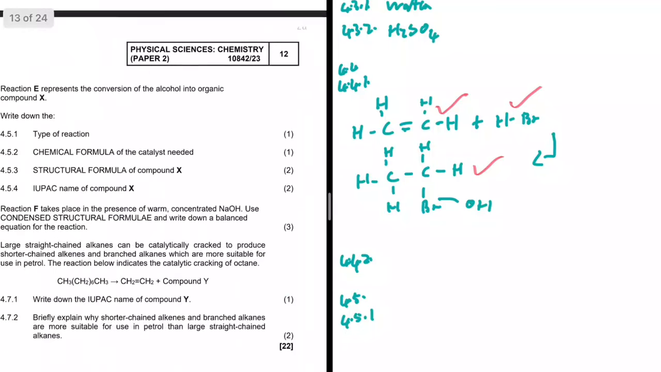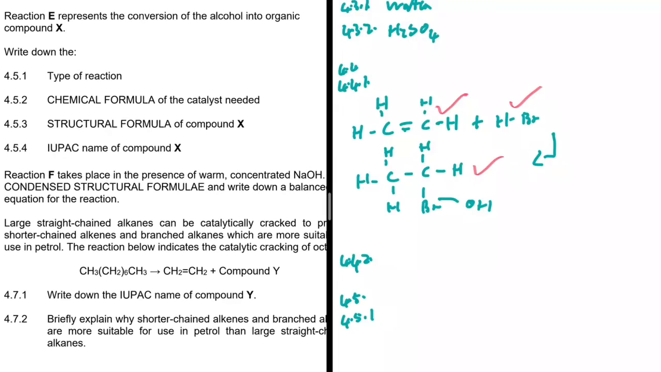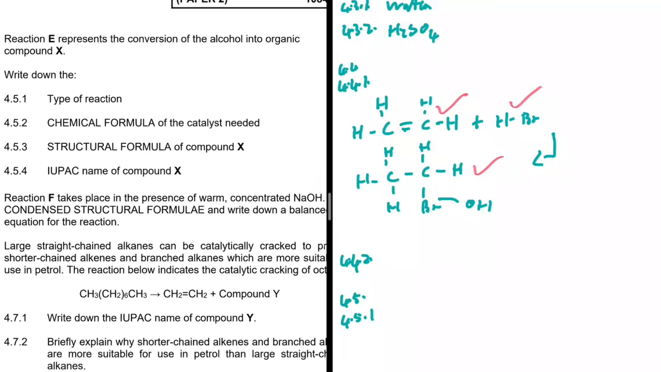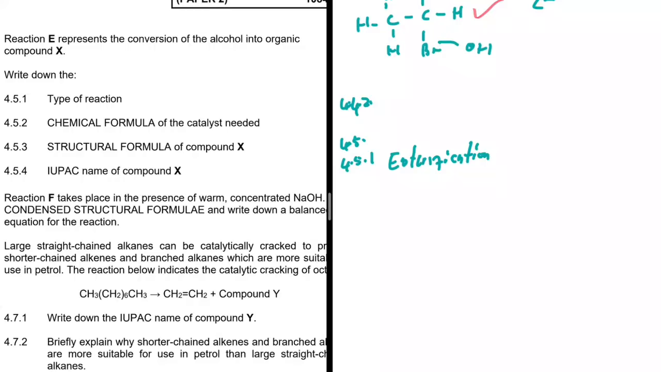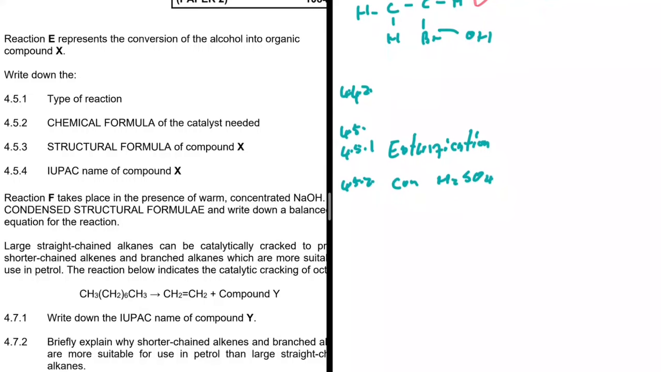An alcohol plus an acid in the presence of a suitable catalyst will give you an ester. So type of reaction, esterification. There we go. That is 4.5.1. Let's take a look at 4.5.2. Chemical formula of the catalyst used. We know what suitable catalyst we need in esterification. We need concentrated H2SO4. That's what we use in our esterification reactions.